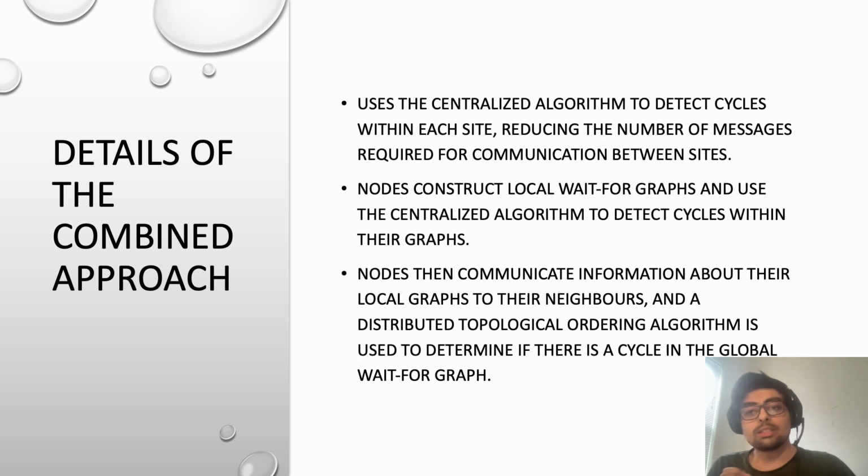Now, the first algorithm we are using is a centralized topological sorting algorithm. This algorithm helps us to compute a partial order of the nodes within each site. The second algorithm is a distributed message passing algorithm that propagates information about the topological ordering between sites. This helps us detect potential deadlocks that involve resources and processes in different sites.